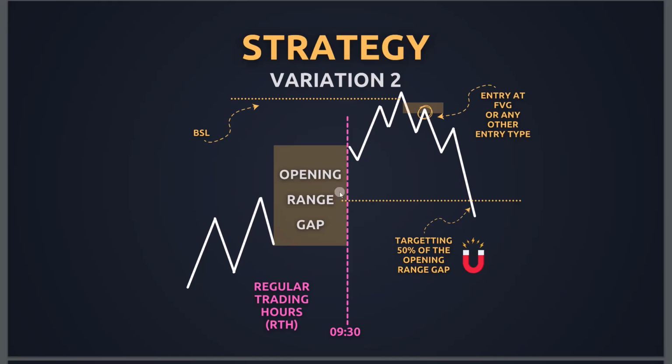We know that fair value gaps are internal liquidity. So this is actually a liquidity level that I can target. So this is the variation 2. But as I said, we're going to be putting all of the focus into variation 1 because in my opinion, it's easier to spot. This one is not easy to spot. The variation 1 is much easier to spot, and it's also a high probability one.